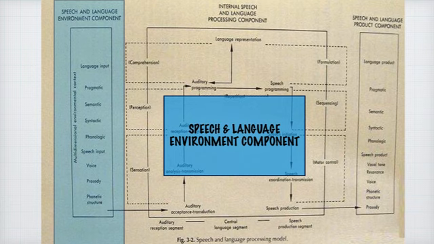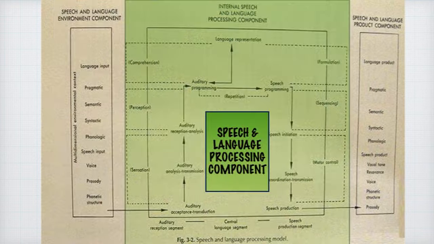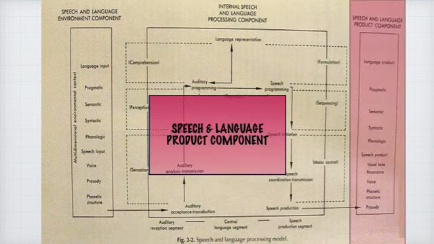Next, after the speech and language environment component, we have the speech and language processing component. This is the part of the SLPM that processes the information. So this happens inside the brain. And third is the speech and language product component. So after speech and language have been processed and speech has been programmed, it is translated into an output, which is the speech and language product component.